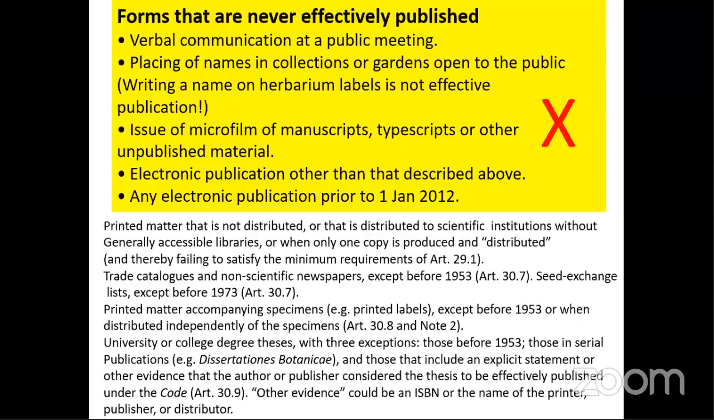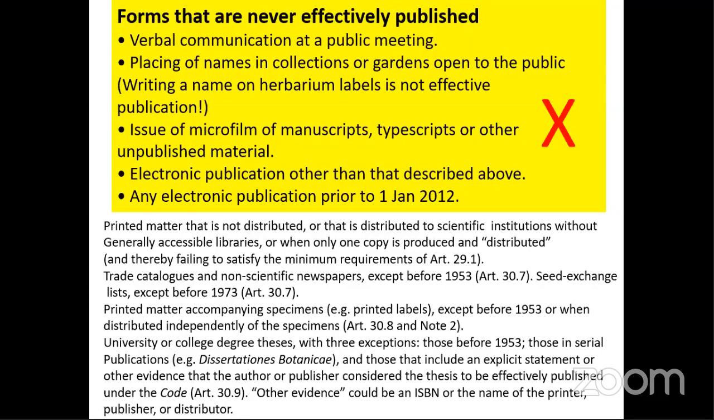Next, placing of names in collections or gardens open to the public. So I have cultivated that species, it is a new species, announcement like that. Even though labeled that species as a new species, it is not effective publication. Issue of microfilm of manuscript or typescript or other unpublished material. These are not electronic publication other than the described above. So these are not acceptable. Any electronic publication prior to January 2012 was not applicable to the rule. So these are all effective publication or not effective publication.